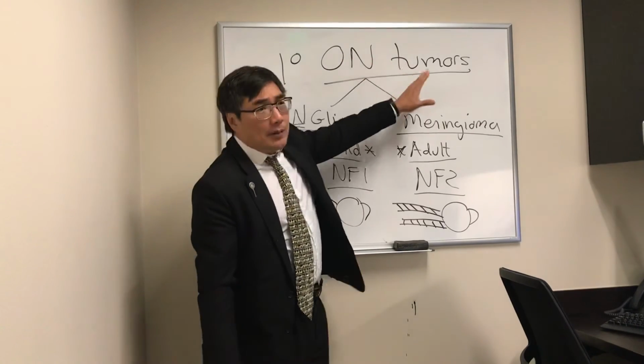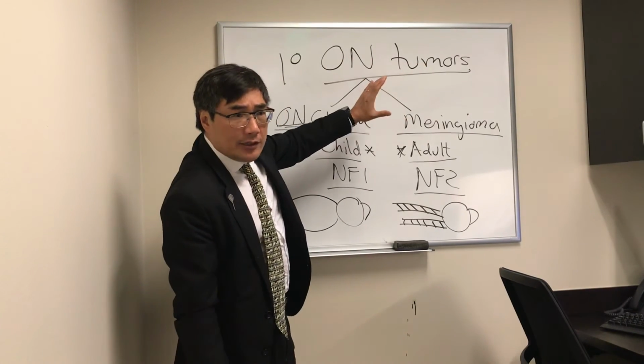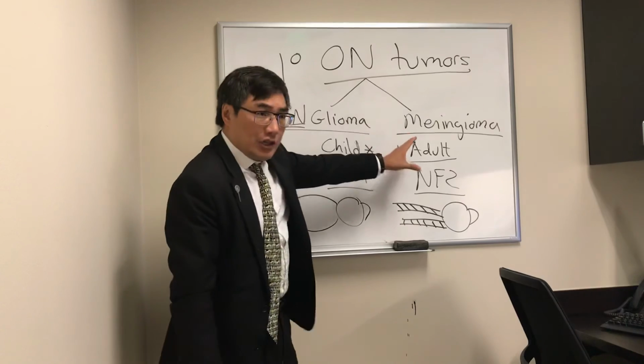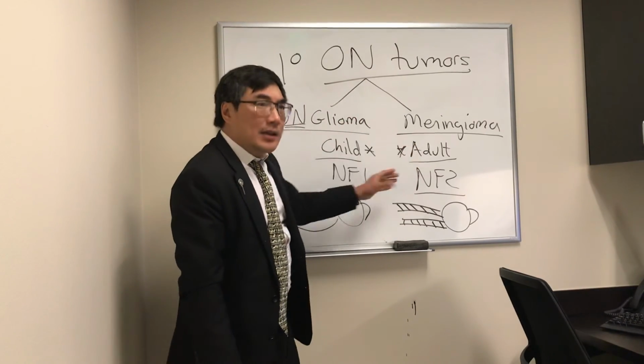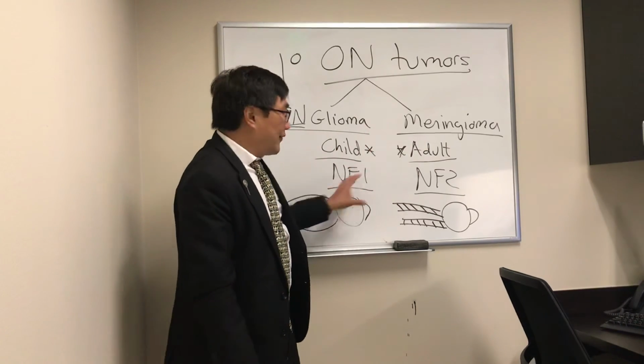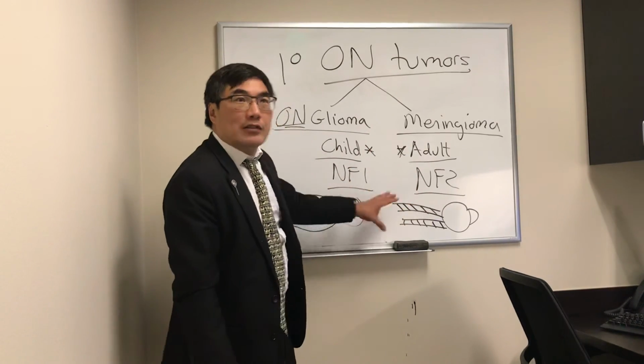So the two main primary optic nerve tumors that you need to know about: sheath meningioma and glioma. Similar clinical presentation, different demographics, different phakomatoses, and different radiographic features.